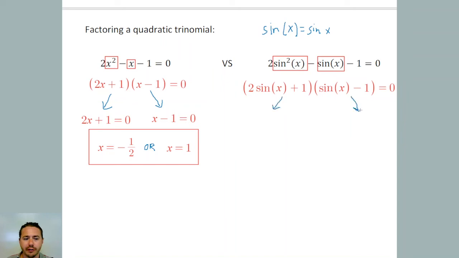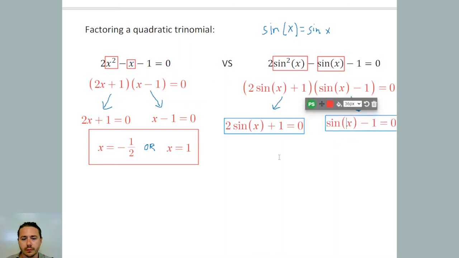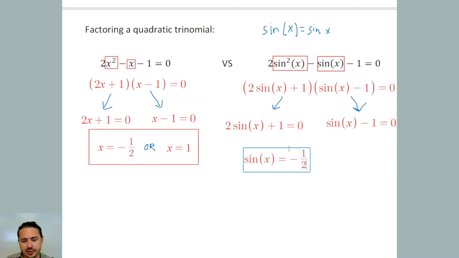So we'll have 2 sine of x plus 1 equals 0. And we'll also get sine of x minus 1 equals 0. We'll solve this and get sine of x equals negative 1/2. We would use the same technique. We would subtract 1 from both sides and then divide by 2. And then over here, we do the same thing and we would get 1. So I might as well just stay consistent here. No shortcuts. Sine of x equals 1.